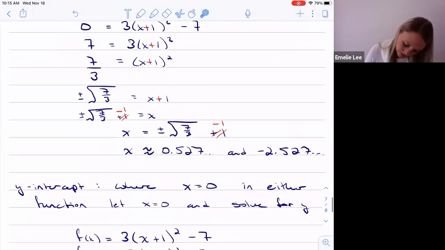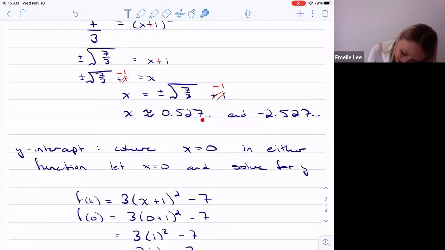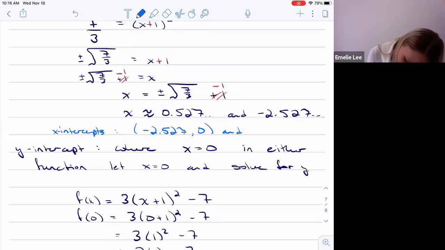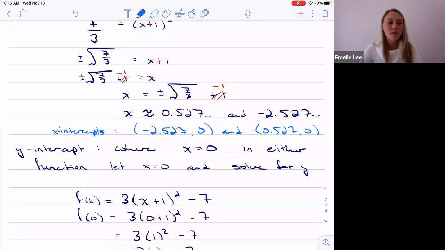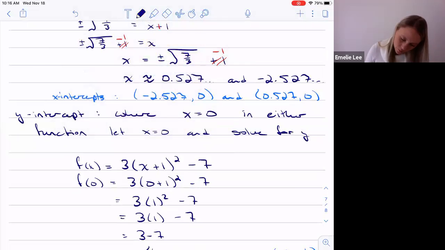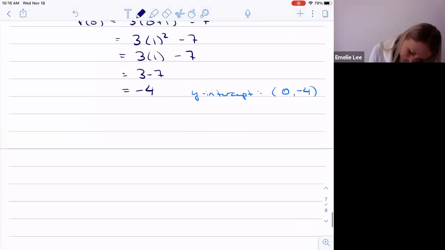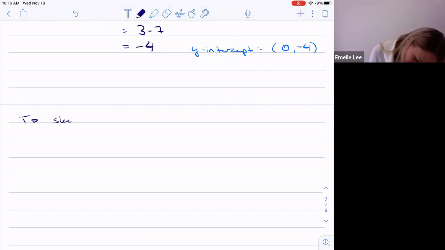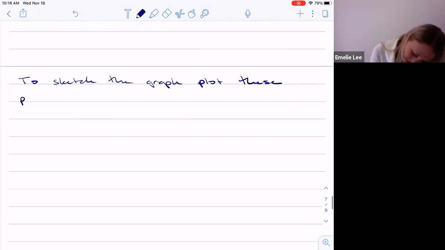So now, right, if we write the x-intercepts out, x-intercepts are at negative 2.527 and 0.527. So now to sketch this graph, we can just plot these points.